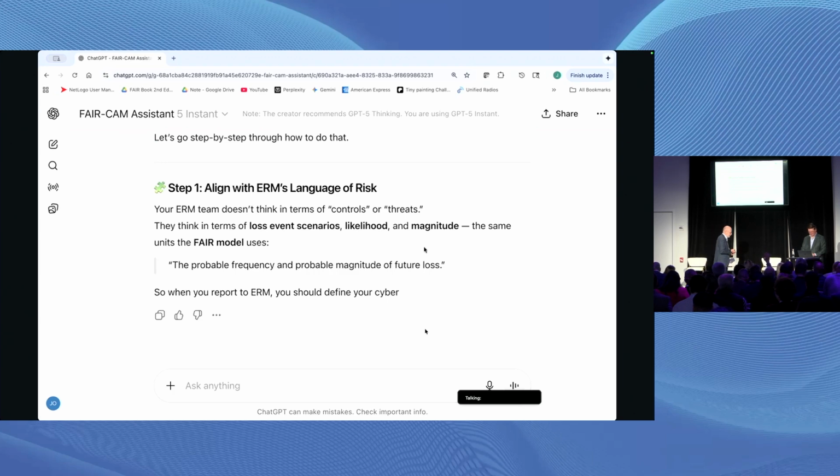But you can actually, both FAIR and FairCAM can be used to analyze opportunity, not just risk. Instead of loss event frequency, it's gain event frequency. Instead of loss magnitude, it's gain magnitude, right? So it is remarkably effective in that mode. So, just something to play with.